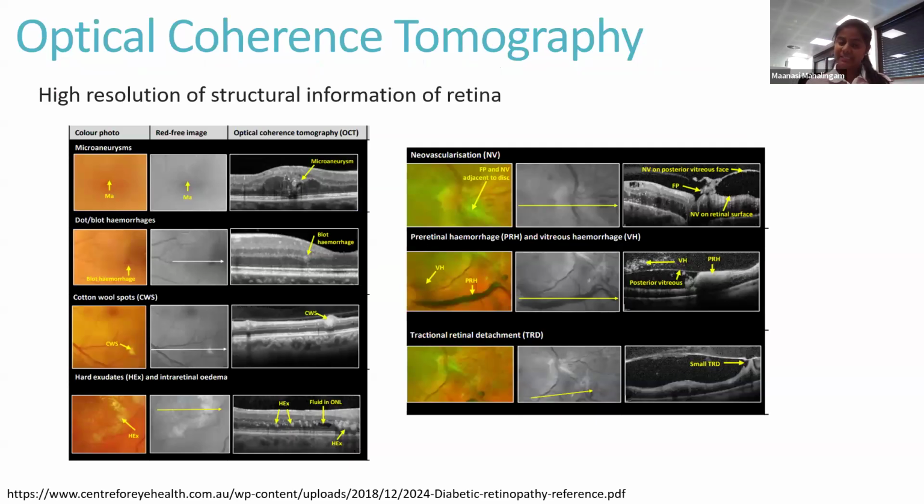Moving on to the OCT. OCT gives high resolution structural information of the retina. On the left, I have the clinical signs of mild diabetic retinopathy, which are going to be the microaneurysms, again the dot and blot hemorrhages, cottonwool spots, and then the hard exudates. Whereas on the right side, we have the severe forms of diabetic retinopathy, where we will be seeing some neovascularization. Sometimes we also get to see the pre-retinal or vitreous hemorrhage and traction retinal detachment.